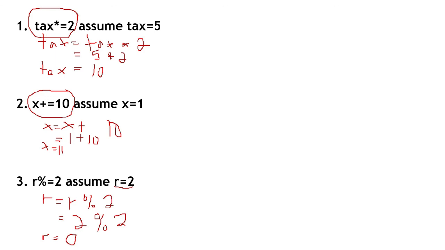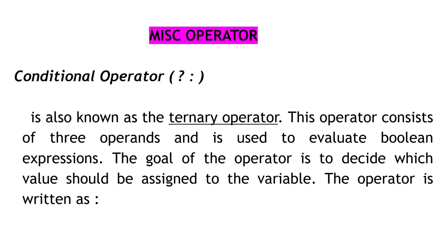So, ganyan lamang po. So, last type of Java operator is the misc operator. So, dito sa misc operator, may mga operators tayo na gagamitin, pero isa lamang po yung i-introduce natin sa subject na ito, which is called the conditional operator. Itong question mark na to, ang ibig sabihin ay conditional operator. It is also known as ternary operator. So this operator consists of 3 operands and is used to evaluate Boolean expressions. The goal of the operator is to decide which value should be assigned to the variable.